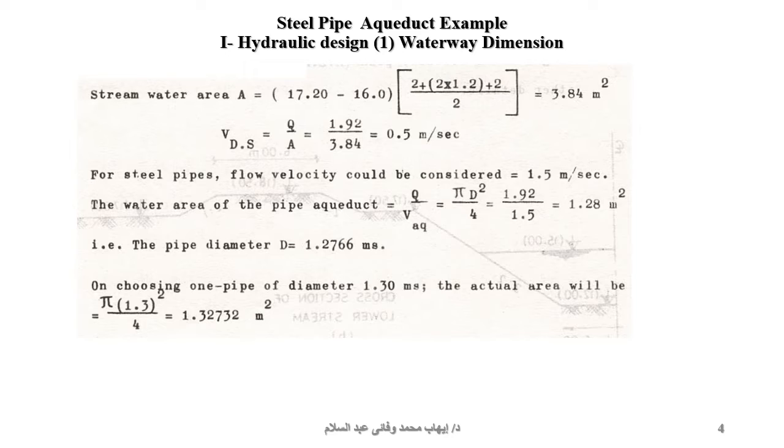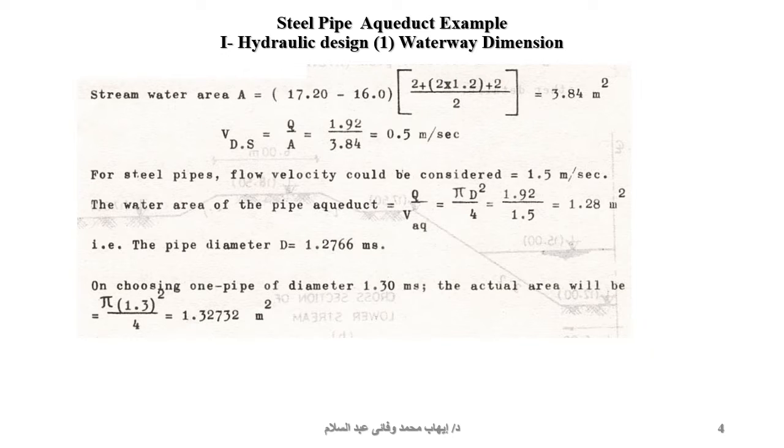For steel pipe, flow velocity could be considered 1.5 meter per second, mean 2 to 3. In this case, we take velocity 1.5 meter per second. The water area of the pipe aqueduct, due to that, we can arrive at Q over V aqueduct. The pipe diameter equal 1.2766.